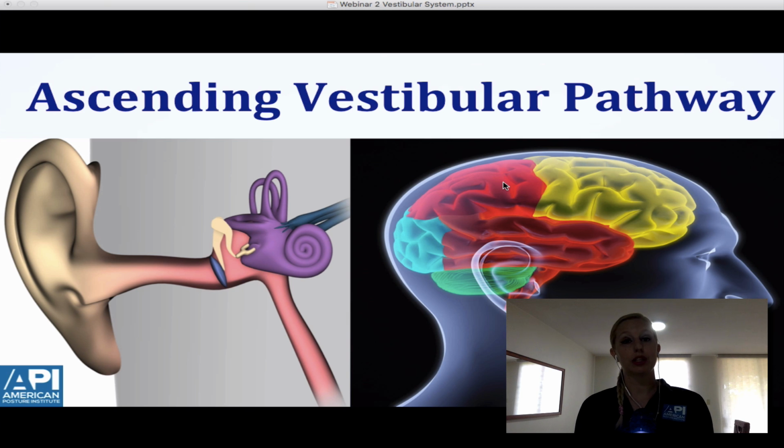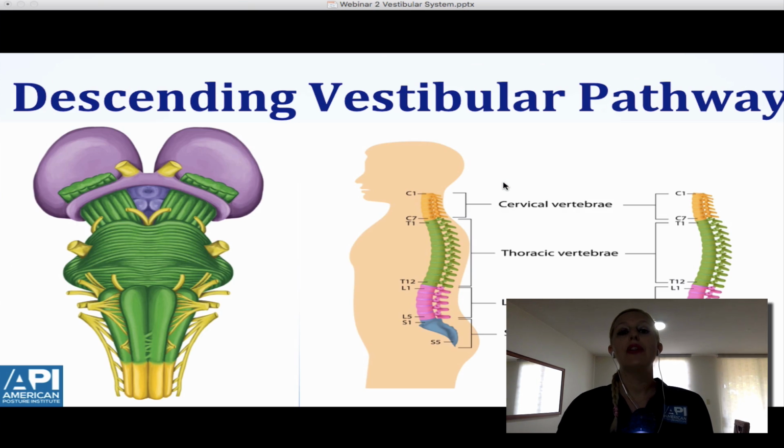So ascending vestibular pathways ascend to the parietal lobe to tell our brain where our body is in space. That's going to be the ascending vestibular pathways. And then we also have the descending vestibular pathways. Now this is of utmost importance to postural design and postural neurology. I mentioned here that this is the brainstem. This is the mesencephalon, the pons, and the medulla. The vestibular nuclei are located right here in the pons and here in the medulla. There's 4 of them, 4 vestibular nuclei.